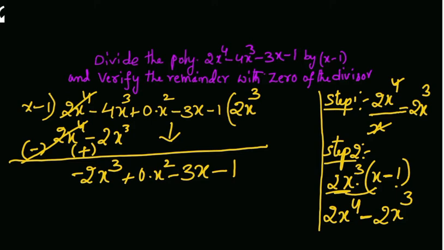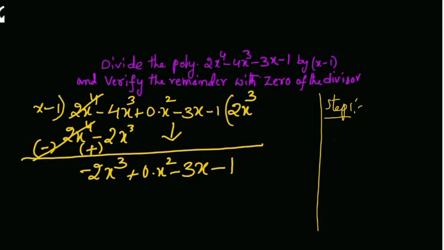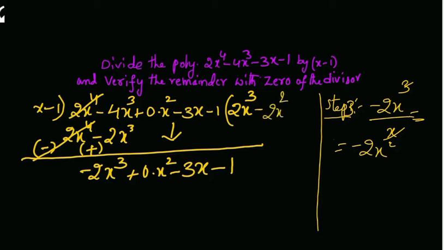So the first term is minus 2x cube, divided by x. Now once again step 3 here. Step 3 becomes minus 2x cube by x. So one x will get cancelled, and we will get minus 2x square, because one x gets cancelled. So we have to write minus 2x square.